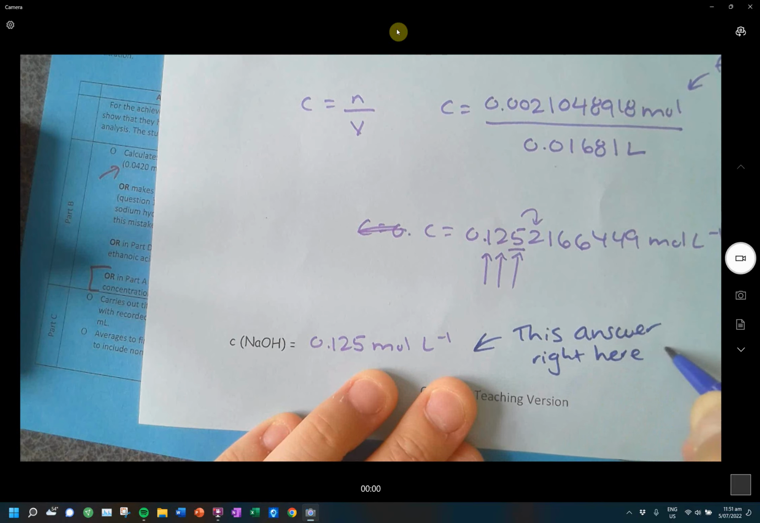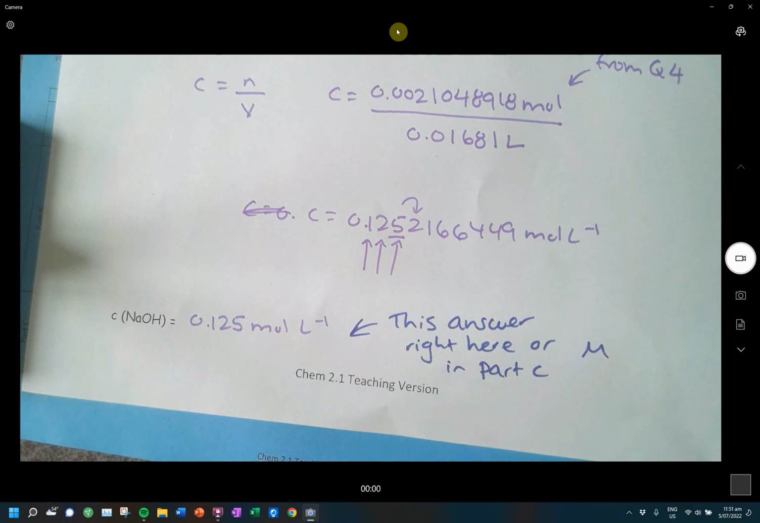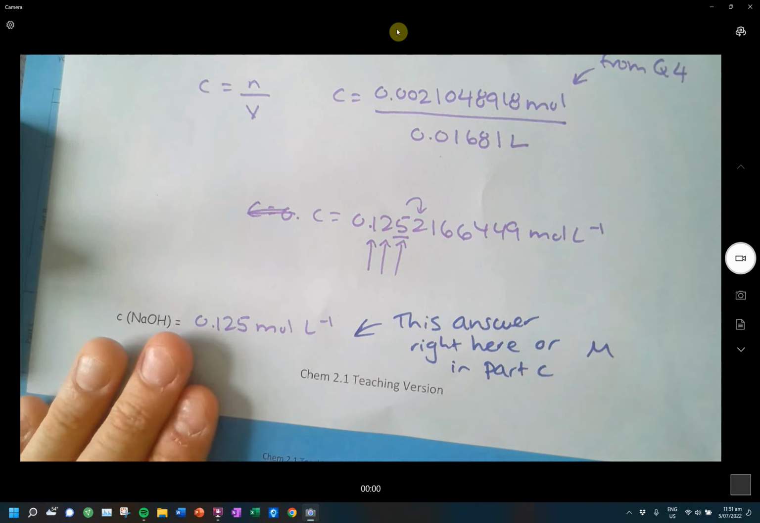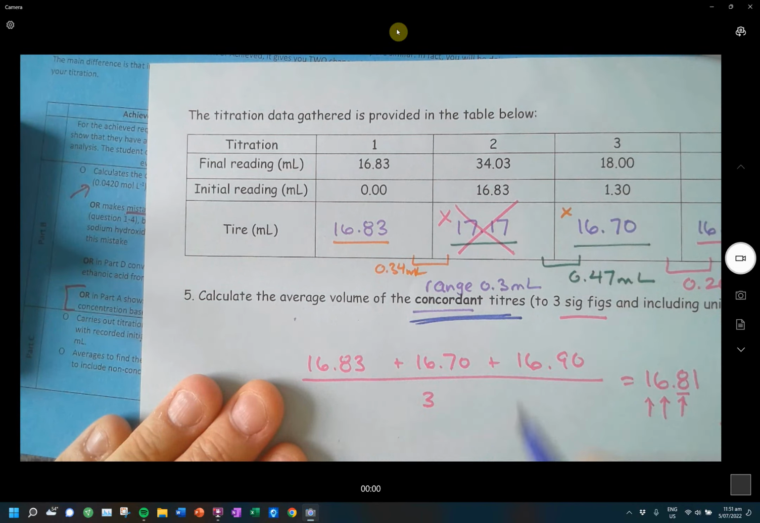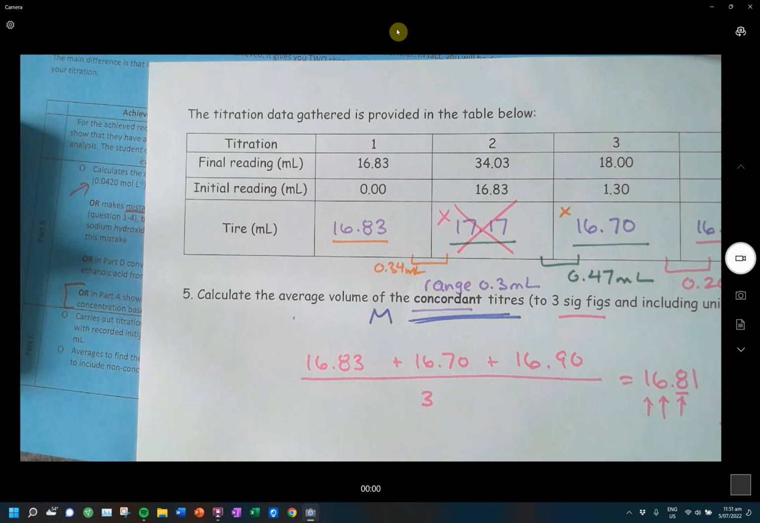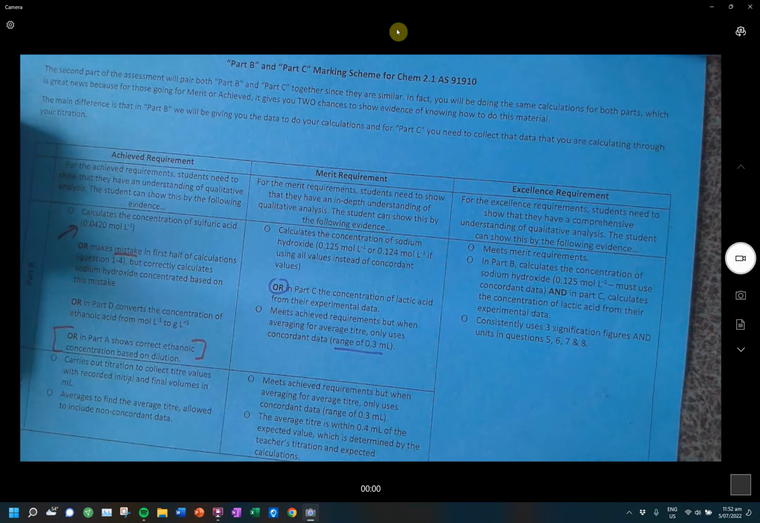Here or in part C. That's how you get your merit. Okay? The other thing that I'm looking for merit is you have that concordant data. Okay? Keep going. Excellence. All right. So like I said, you get 2 chances with the merit, which is quite generous.